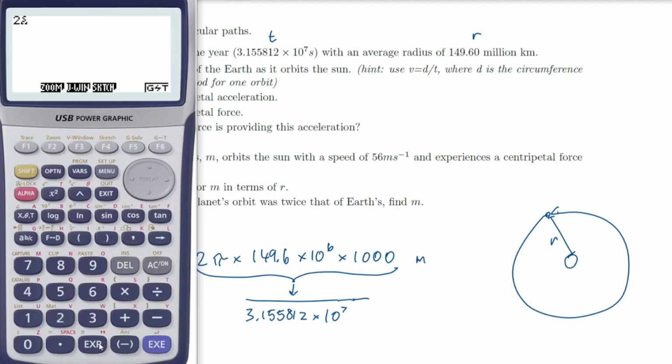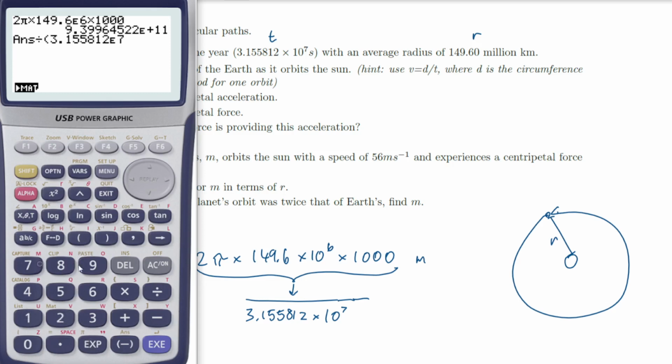So 2 pi times 149.6 times 10 to the 6 times 1,000. So that's the numerator. I will divide by 3.155812 times 10 to the 7 to give almost 30,000 meters per second.